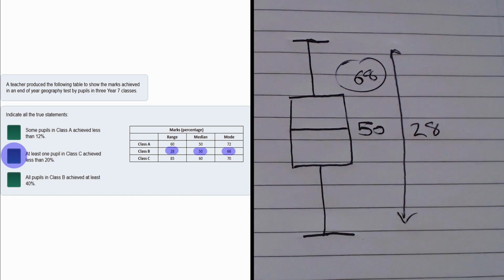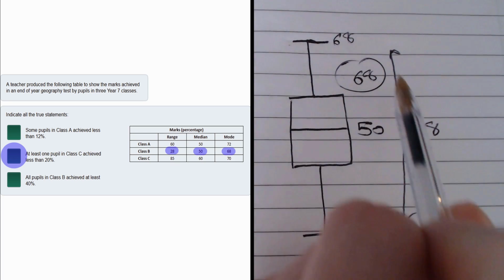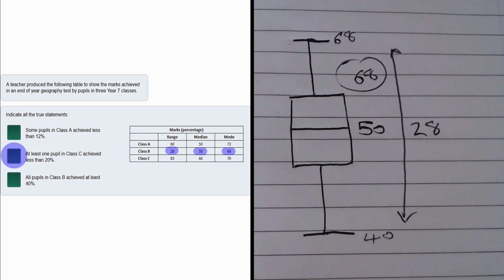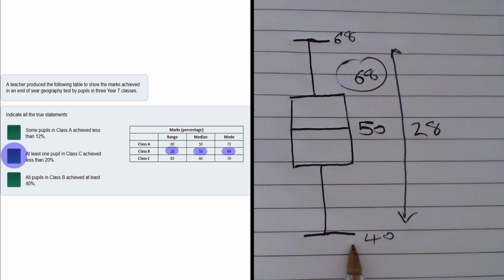Well, this statement is actually true, because we know the range is 28 and the mode is 68. So let's make the highest mark as small as possible. Well, the smallest that highest mark could be is 68. It can't be less than 68 because someone got a score of 68. Now, if the highest mark was 68, the range takes us to 40. So if we make that highest mark as small as possible, we actually get that the lowest mark was 40.